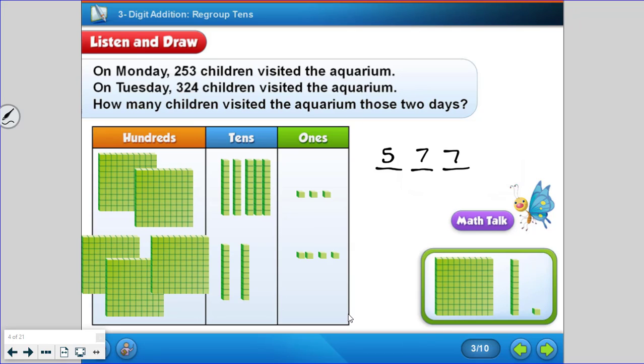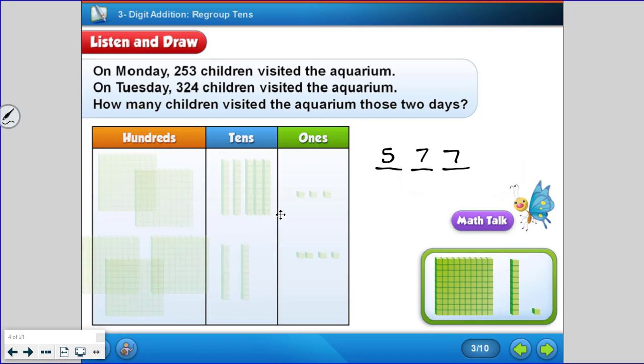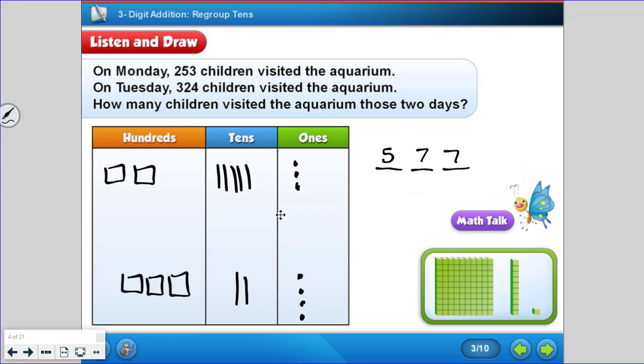But then what you're going to have to do is you're going to move everything off your board, and now I want you to show me with a quick picture, because that's what the direction was, to draw quick pictures to show what you did. So I'm going to delete everything I'm showing, and now I'm going to go back and I'm going to show it with quick pictures. So here we go. Okay, so there's my quick picture. So again, 253, 324, and then if you combine it all, you end up with 577. Alright, so let's go to the next page.